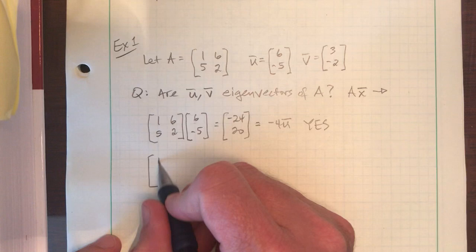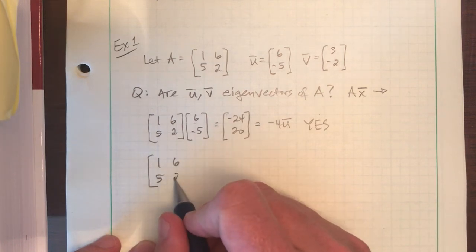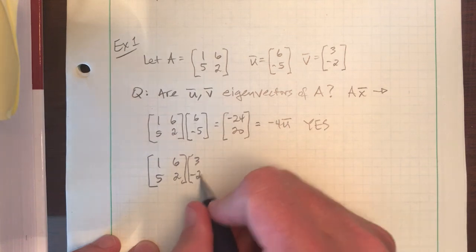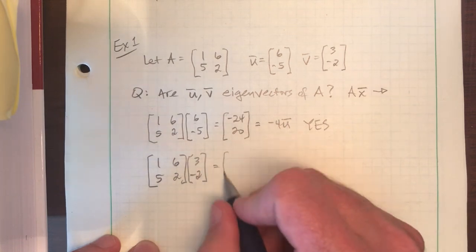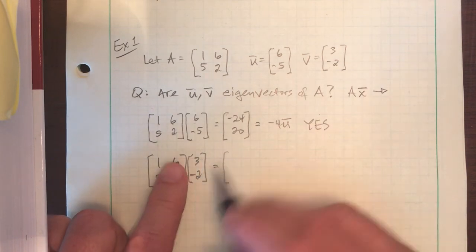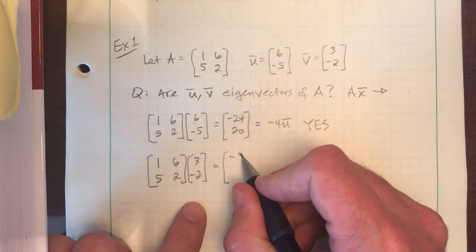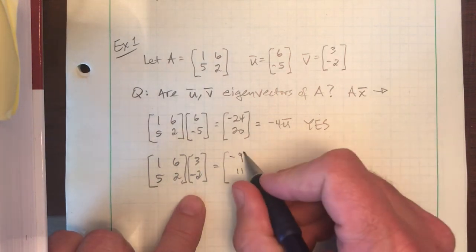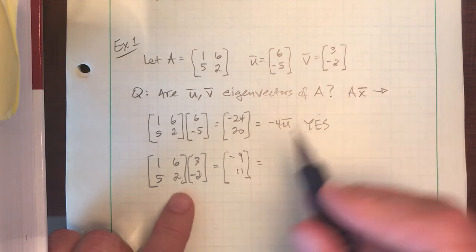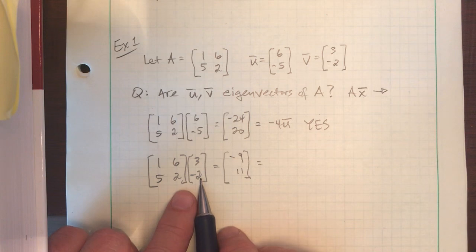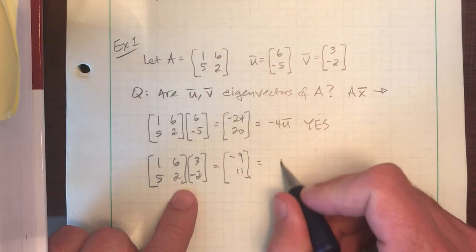Let's try the next one. Here comes the v, and here we go. 3 added to negative 12, 15 and negative 4, and clearly by inspection you can see that negative 9, 11 is not a scaled version of the v vector, so the answer is no.